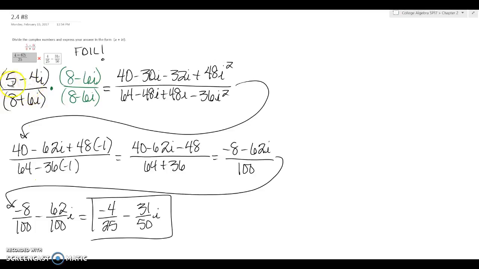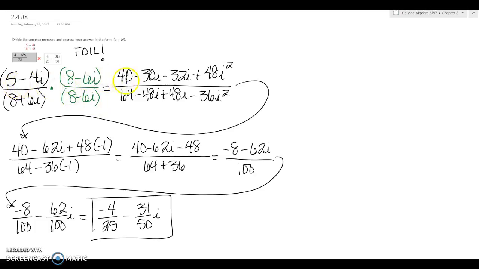So our original problem is 5 minus 4i all over 8 plus 6i. So in this problem, our denominator is 8 plus 6i. We are going to multiply it by the conjugate, which is 8 minus 6i. And you'll see what happens once we do the FOIL multiplication. Remember, our goal is to get rid of i. So I have to FOIL the top and FOIL the bottom.